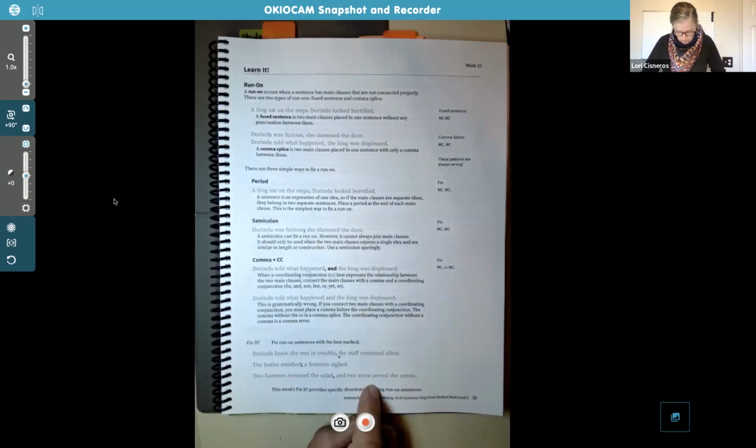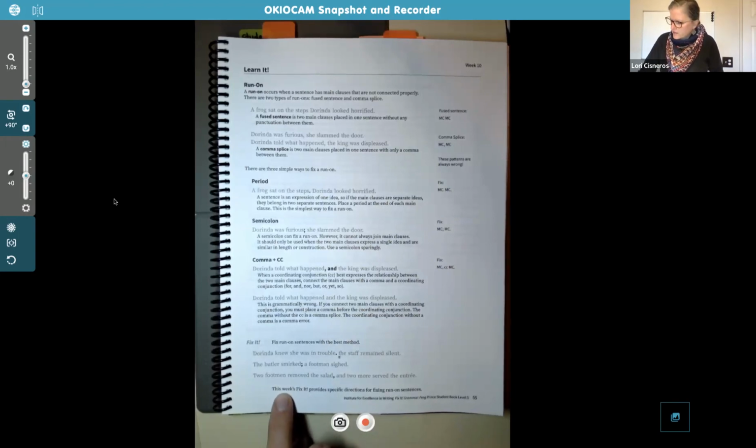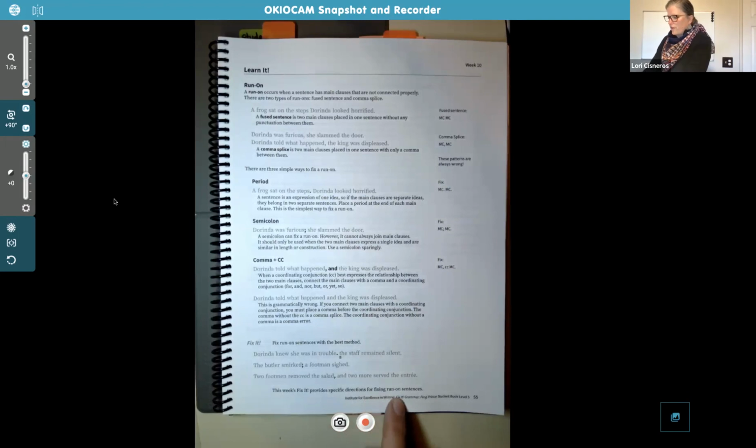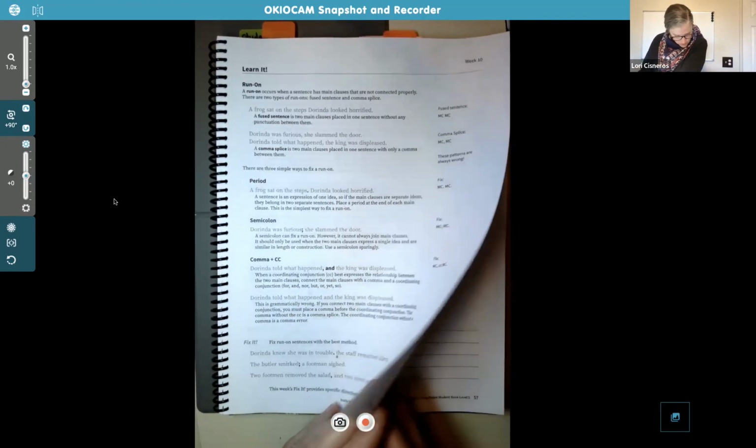And down here, two footmen removed the salad and two more served the entree. So two more footmen served the entree after two removed the salad. So the second sentence follows the first. It's adding to what the first part of the sentence says. So you just use a comma and the CC there. And then there's a little note at the very bottom of your page that says this week's Fix It provides specific directions for fixing run-on sentences. So we'll look at that in a minute too, but go ahead and turn to page 56.